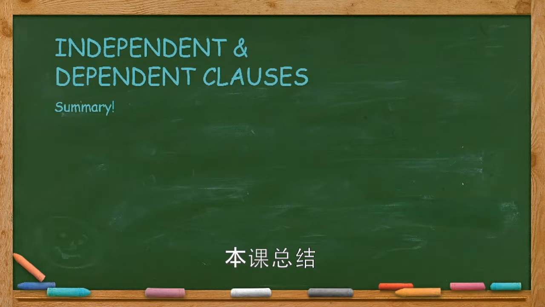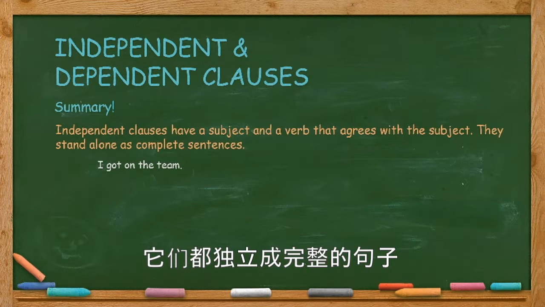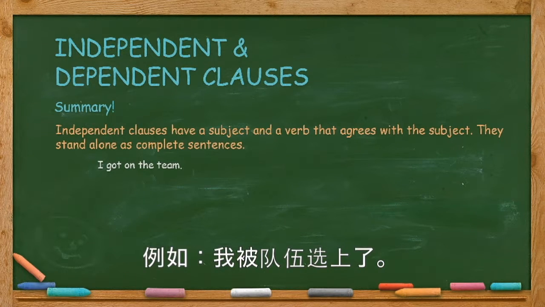Let's look at the lesson summary. Independent clauses have a subject and a verb that agrees with the subject. They stand alone as complete sentences. For example, I got on the team.